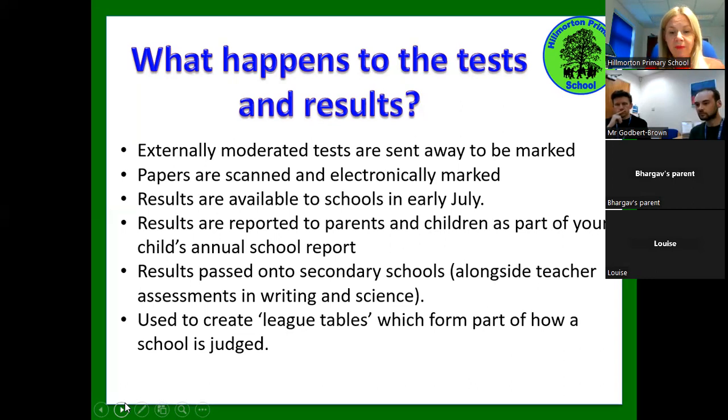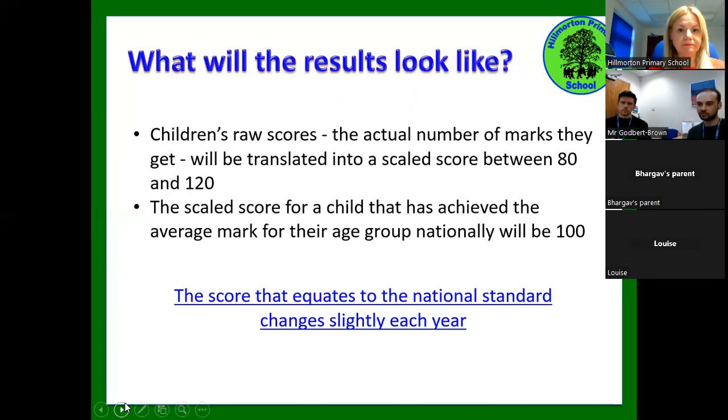And they are also used as a whole. The data as the whole cohort, not individual data, is used to create league tables, and we have to publish that on our school website. We don't publish individual scores, we publish percentages as a group. So what percentage of our year sixes achieved the age-related standard in reading, what percentage achieved the greater depth standard.